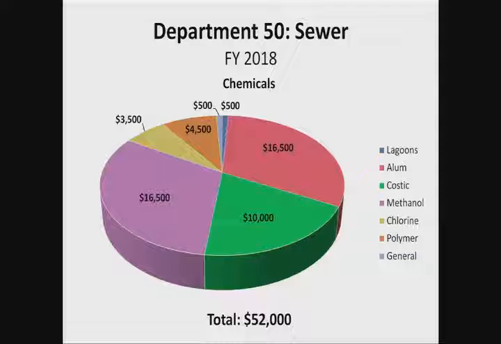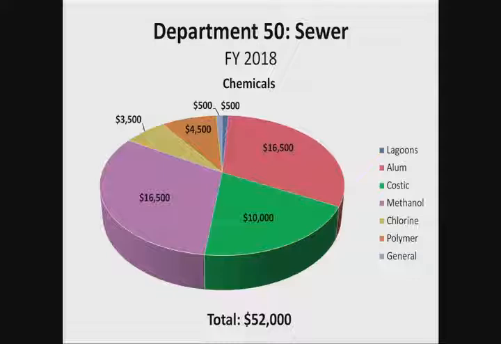You'll see it goes through the chemicals: 500 for the lagoons, 16,500 for alum, 10,000 on caustic, 16,500 for methanol, 3,500 for chlorine, 4,500 for polymer, and 500 for general. And that's what makes up your chemical expense to treat at the wastewater treatment plant.